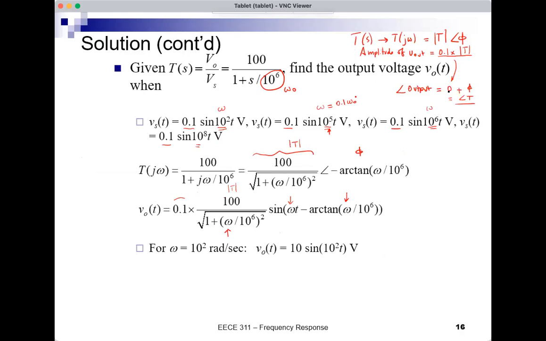So these are my guesses. Let's see what the equation will give me. The exact number is 9.95. I guessed 10, so that's pretty good. 9.95 sine omega T, minus 5.7 degrees. So this is exactly what I guessed for phase. So again, the approximations and the exact kind of match.